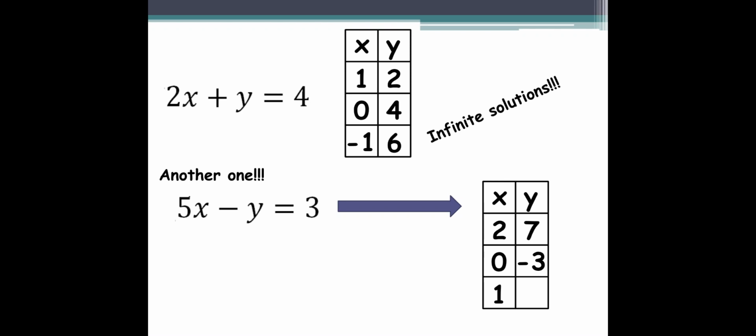And lastly, let's make x equal 1. 5 times 1 equals 5, minus what equals 3, 2. All right, so this is pretty simple. Now we've got two sets of coordinates and two different equations. This one also has infinite solutions. I chose 2, 0, and 1 as the x values, but you can choose whatever numbers you want.